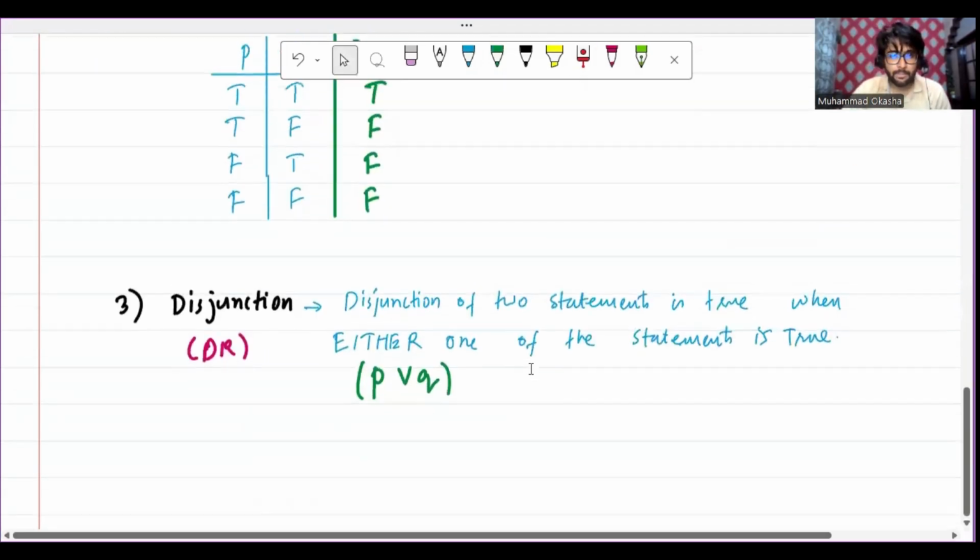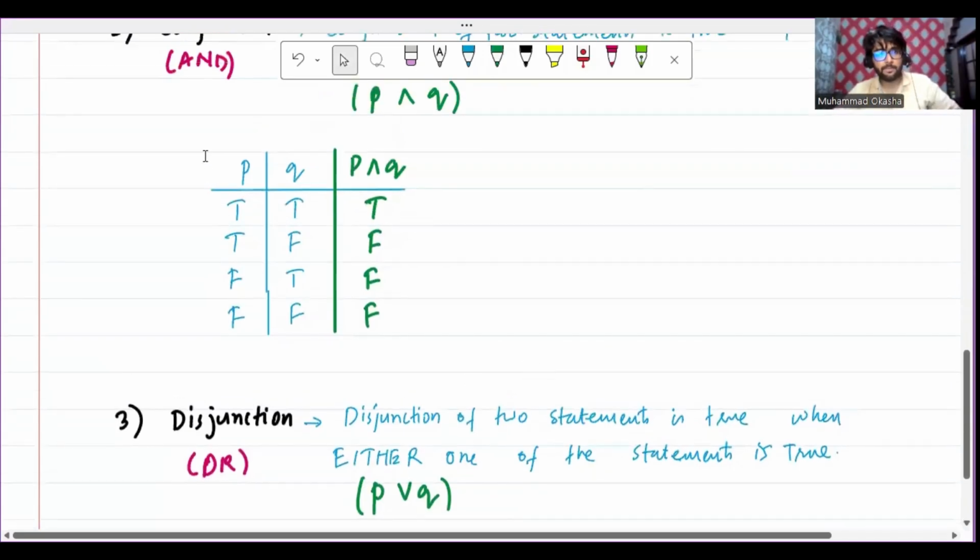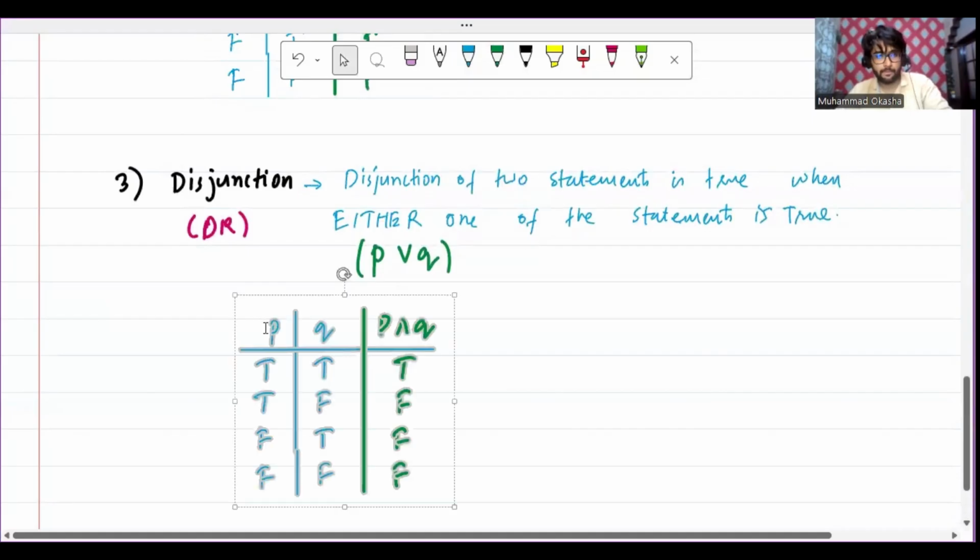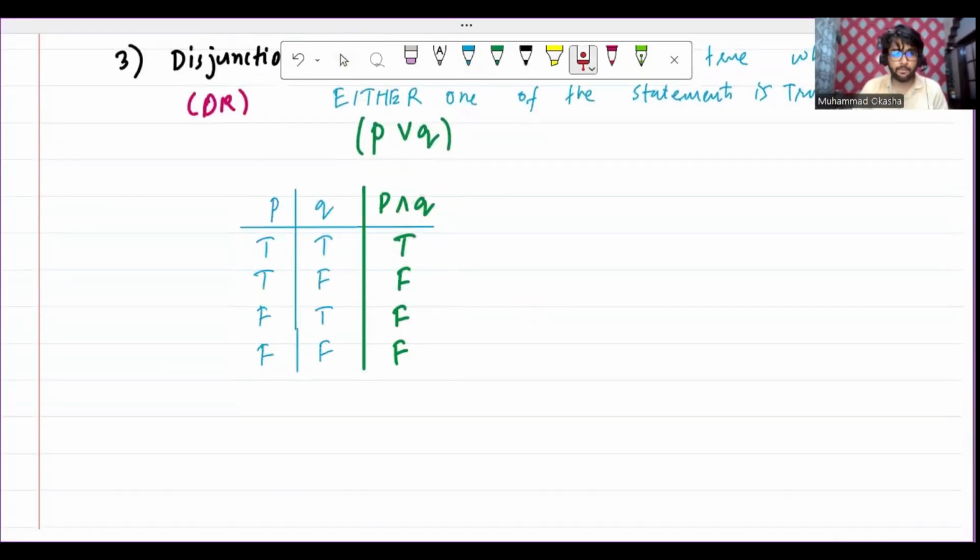Let's take a look at disjunction. Now, I'm going to copy the same table, but let me copy the truth table for disjunction, and we'll approach this truth table very, very carefully.